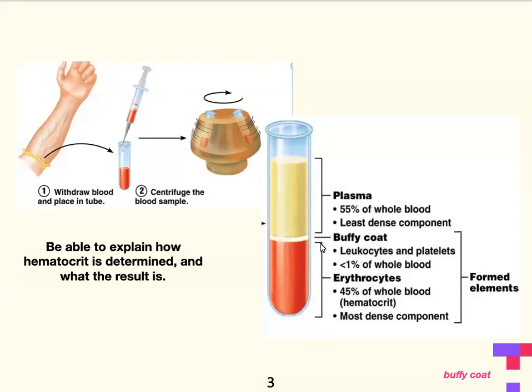You can measure the height of the erythrocyte column and divide it by the height of the entire column, and that will give you a value called hematocrit. Hematocrit basically measures the proportion of whole blood that consists of red blood cells. This is critical because it's seen as an indirect measure of the oxygen carrying capacity of your blood, because red blood cells carry oxygen.